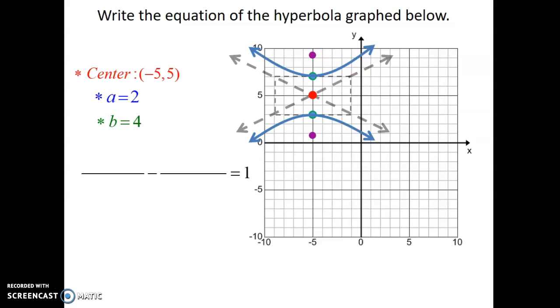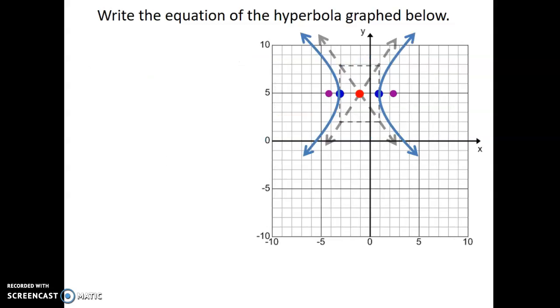Since the graph is going up and down, it's going to be y first, so it's y minus 5 squared, and then x plus 5 squared. Your a squared value is going to be 4. Your b squared is going to be 16. Hopefully you did good. One more to go.